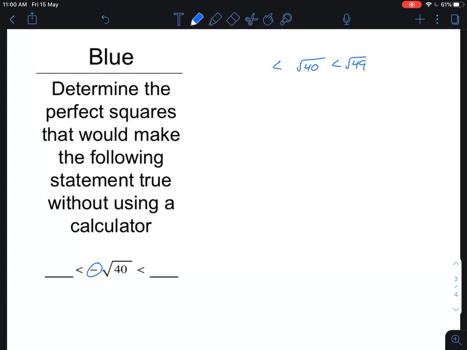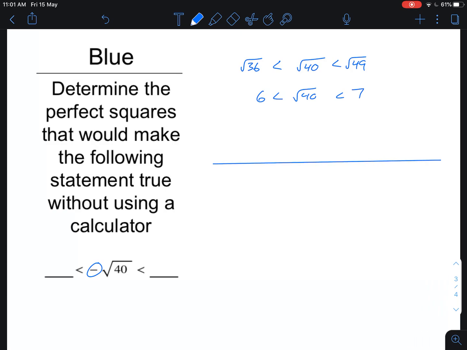And it's greater than the square root of, let's see, 36, because that's equal to 6. So the positive square root of 40 is going to be somewhere between 6 and 7. And that's how I would write that. The square root of 40 is between 6 and 7. But that is working on the positive side.